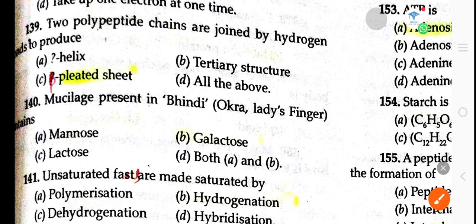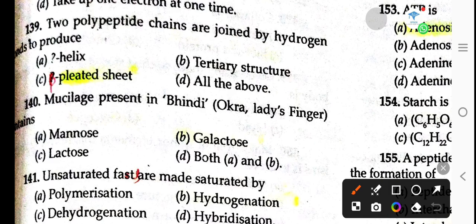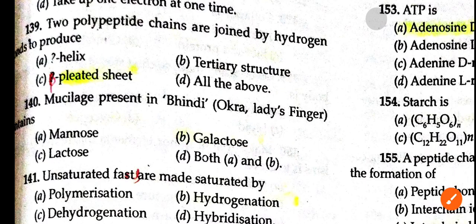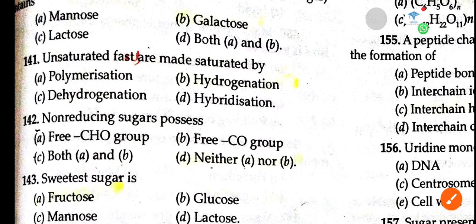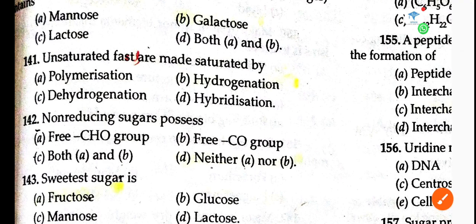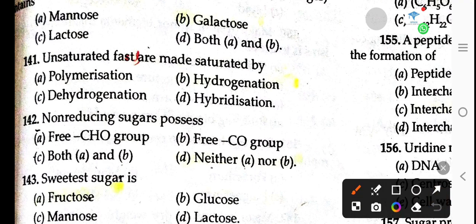Next one, mucilage present in bindi or okra, lady's finger, is, so it is galactose. Option number B is the right answer. Next, unsaturated fats are made saturated by, so to convert the unsaturated fats, that is oil, into ghee, which is a little bit solid, this reaction or process is called hydrogenation, and it is done with the help of metal like nickel.